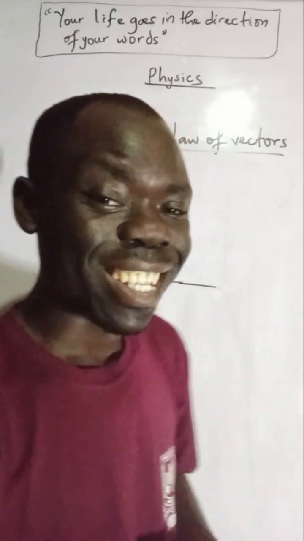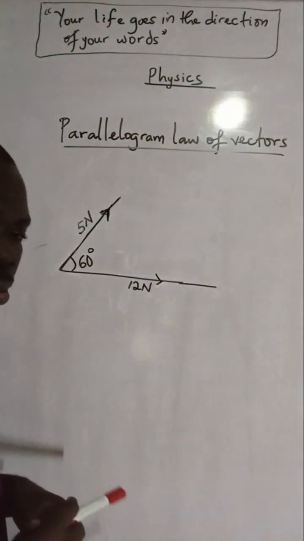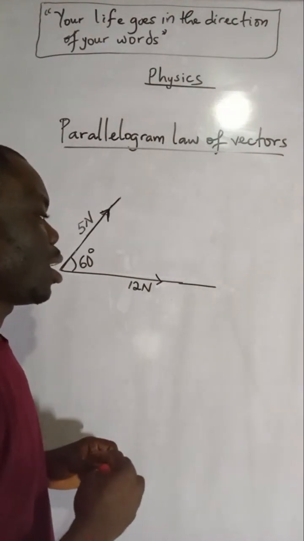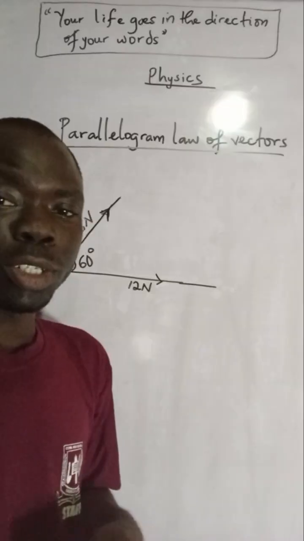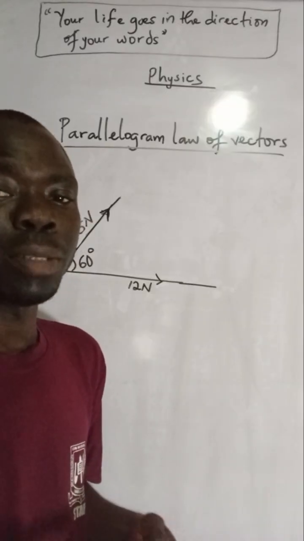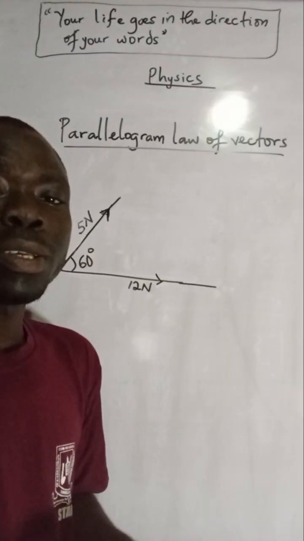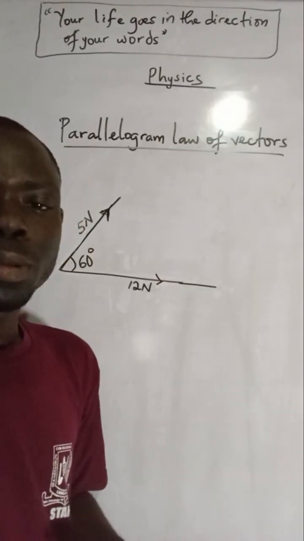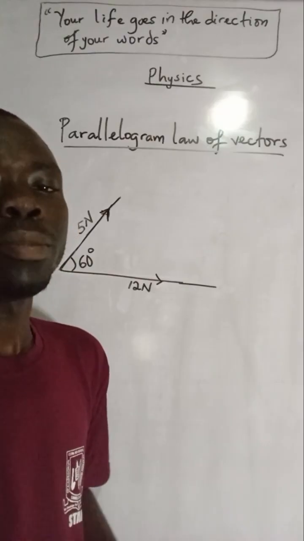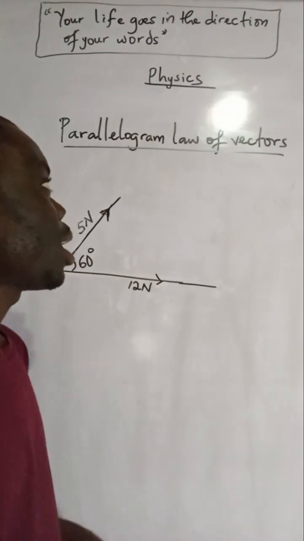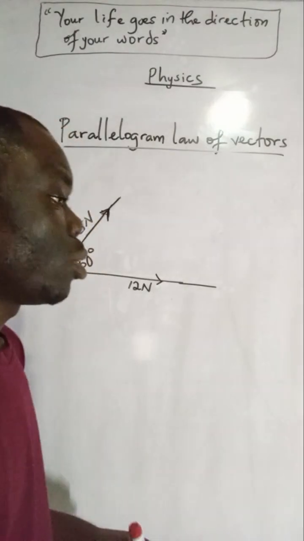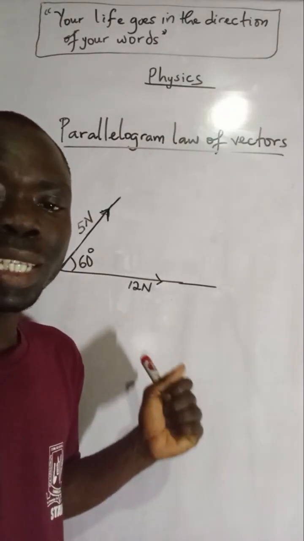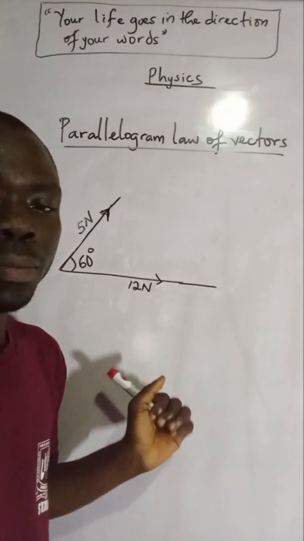If you look at what we have, these are two vectors. There are different ways by which you can solve vectors depending on how they started out. Sometimes you can have vectors that start from the same origin like this, and sometimes you can have vectors that don't start from the same origin. But if you are going to apply the parallelogram law of vectors, you use it to solve questions with two vectors that start from a common origin.